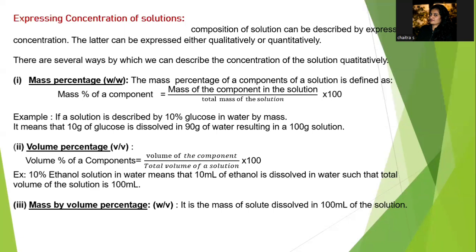The second one is volume percentage. The volume percentage of the component equals the volume of the component divided by the total volume of the solution, multiplied by 100. Example, a 10% ethanol solution in water means that 10 ml of ethanol is dissolved in water such that the total volume of the solution is 100 ml. Next one, the mass by volume percentage. It is the mass of the solute dissolved in 100 ml of the solution.